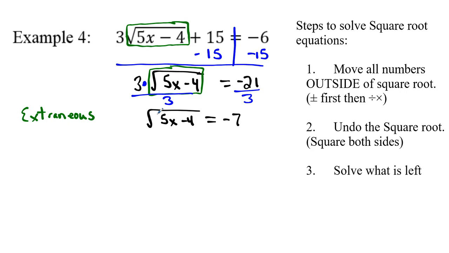And that's because if I look at this right here where we're at, we have this radical equal to a negative 7. There is no possible way for us to take the square root of any type of number and have it be negative, because the square root is always a positive number. So this right here lets us know our answer is going to be extraneous, which means it's not going to actually work out for the equation. But we can still continue to solve it, which we will.